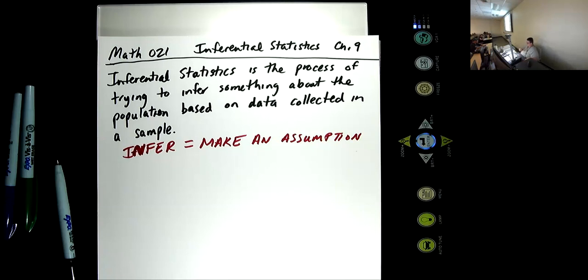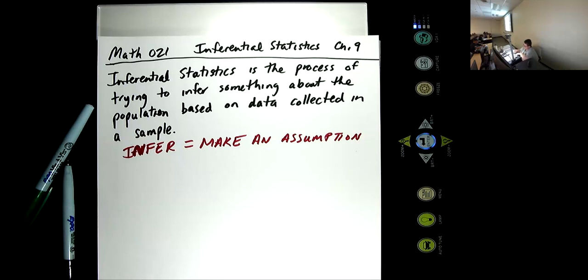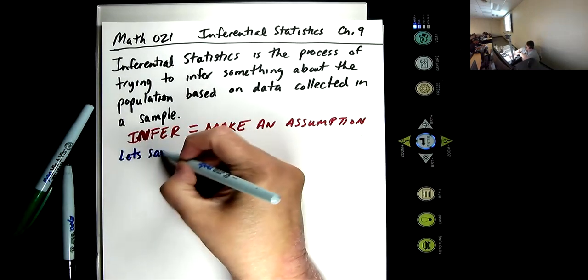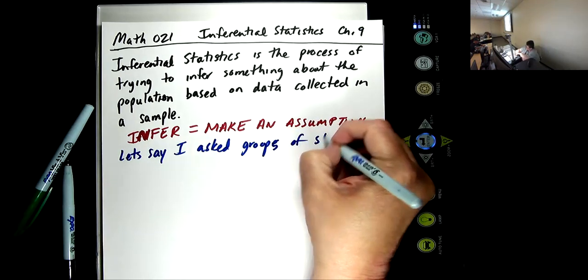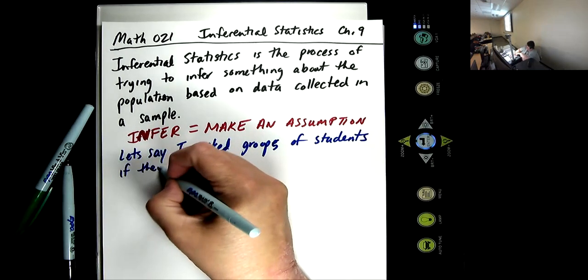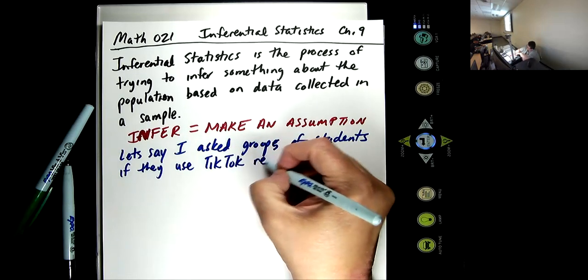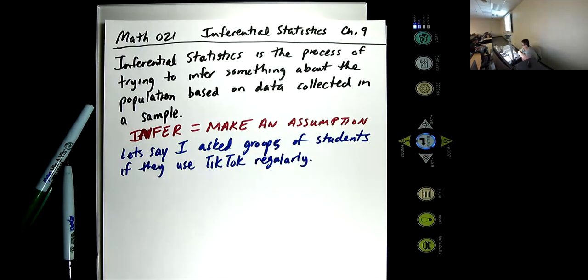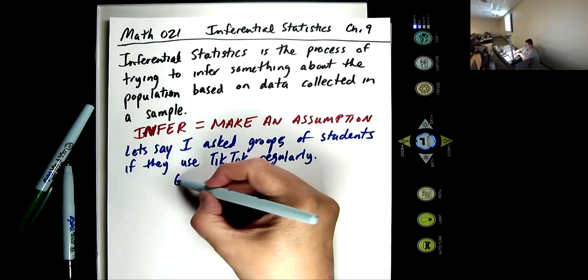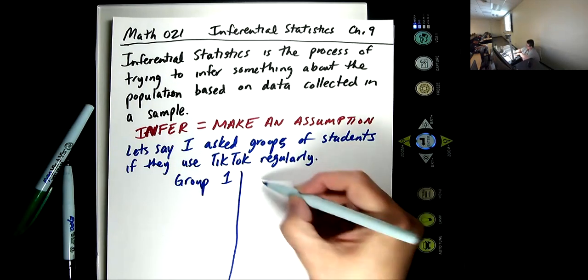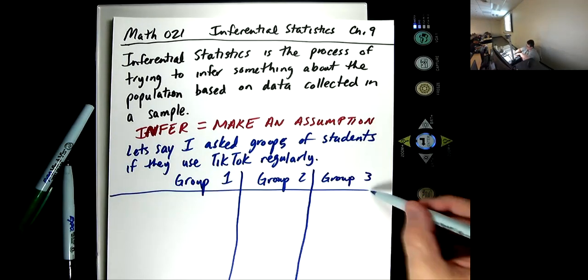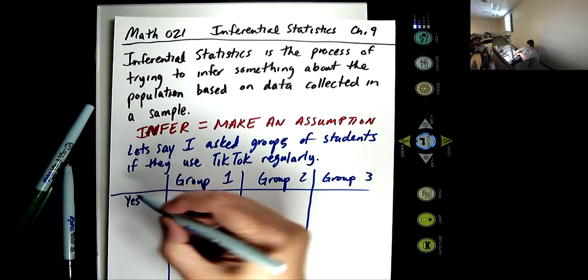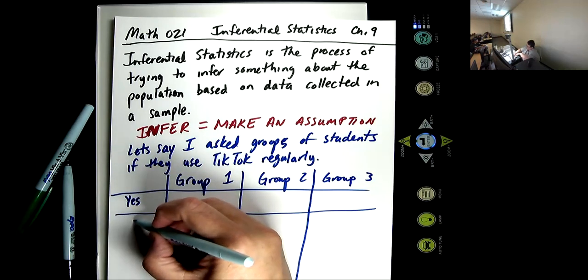Okay. So let's say I ask groups of students if they use TikTok regularly, and I'll let them decide what regularly is. Let's say we had 3 groups. The people that said yes will be the first row, then the number of people asked, so the sample size.